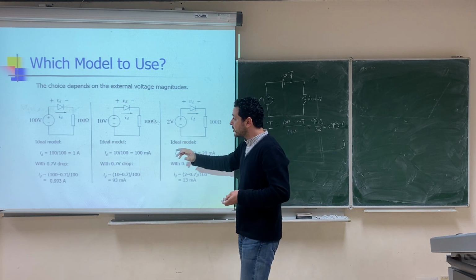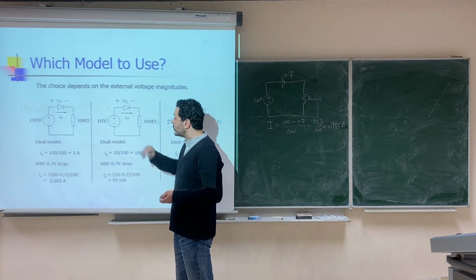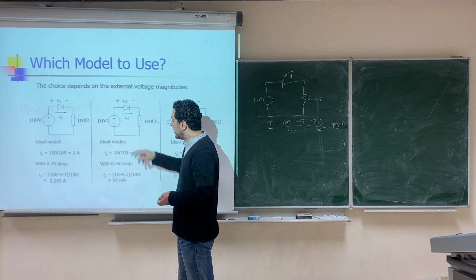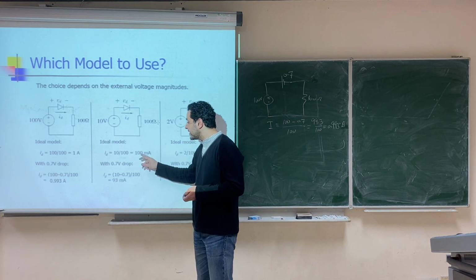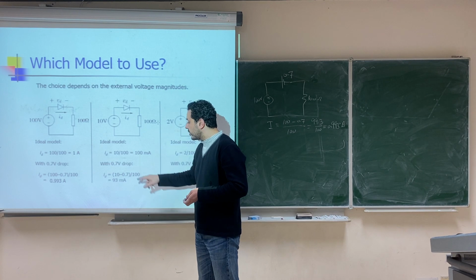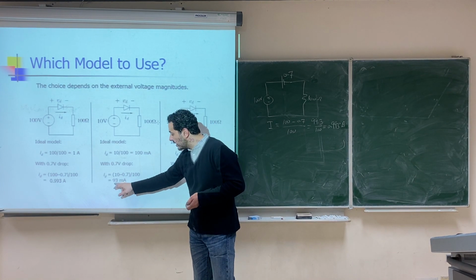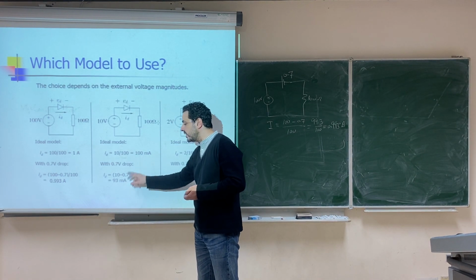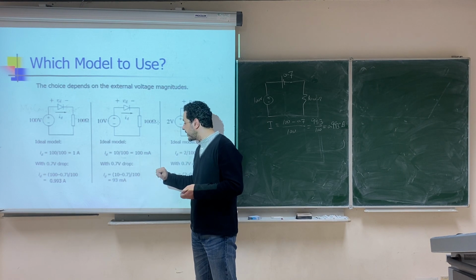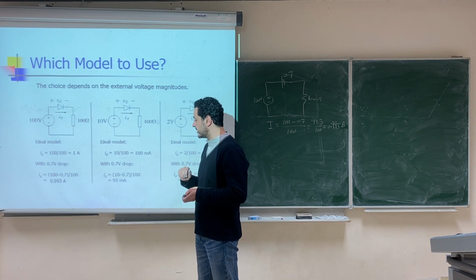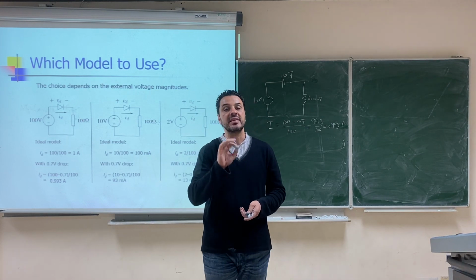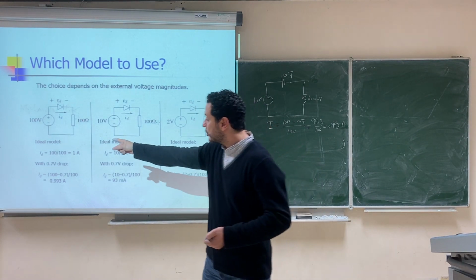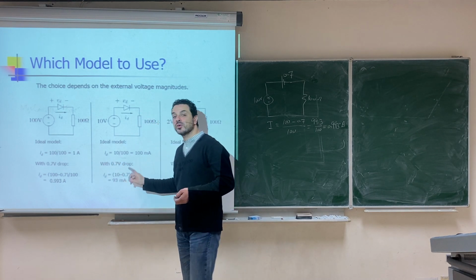Let's now reduce the voltage source. If we reduce the voltage source from 100 to 10 and repeat the same process, you will find that the ideal model will give you 100 milliampere current, while the constant voltage drop model is going to give you 93 milliampere. The difference between them is 7 milliampere, but now compared to 100 milliampere. So the error here between the two models is 7%. Here it was 0.7%, here the error is 7%.